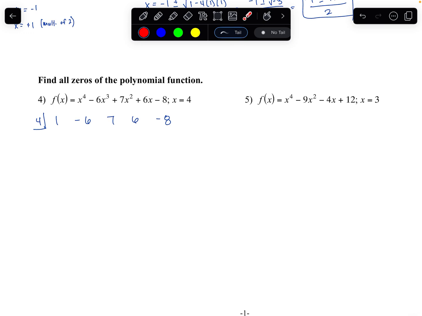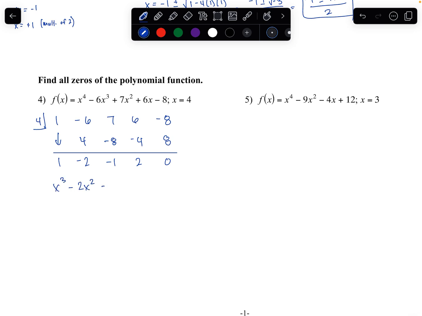Do I need any placeholders? 4, 3, 2, 1, 0. No. So 1 times 4 is 4. That's going to be -2, -8, -1, -4, 2, 8, 0. So this is x to the third minus 2x squared minus x plus 2. Okay, so I have 4 terms.